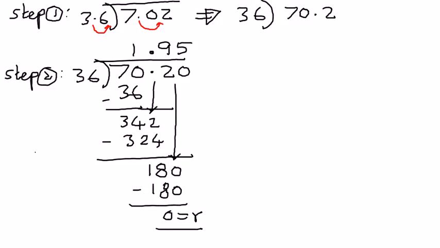So therefore when we take 7.02 and divide it by 3.6, the value we get is equal to 1.95, and that is our answer, and that is where we want to leave it.